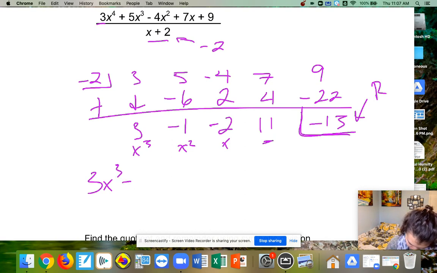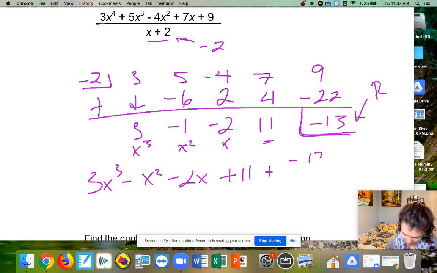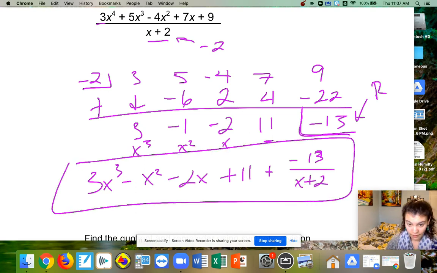x to the third minus x squared minus 2x plus 11. And then the remainder at the end will be plus 13 over what we divided by, so x plus 2. And that is your final answer.